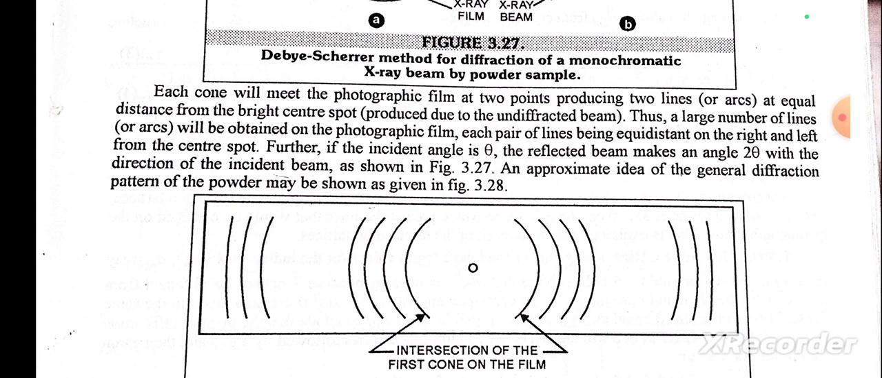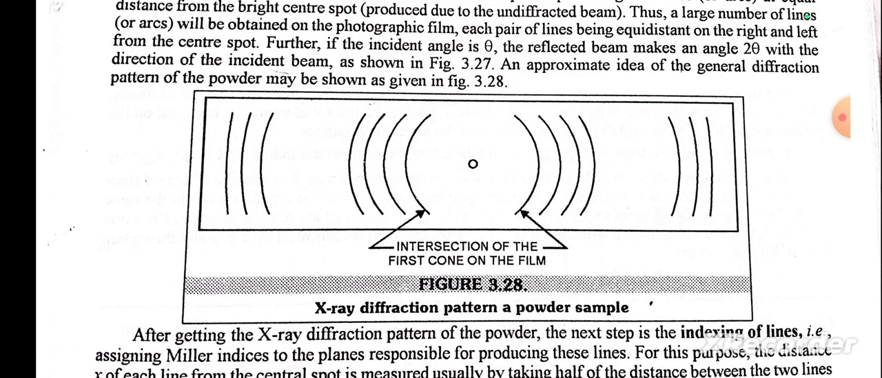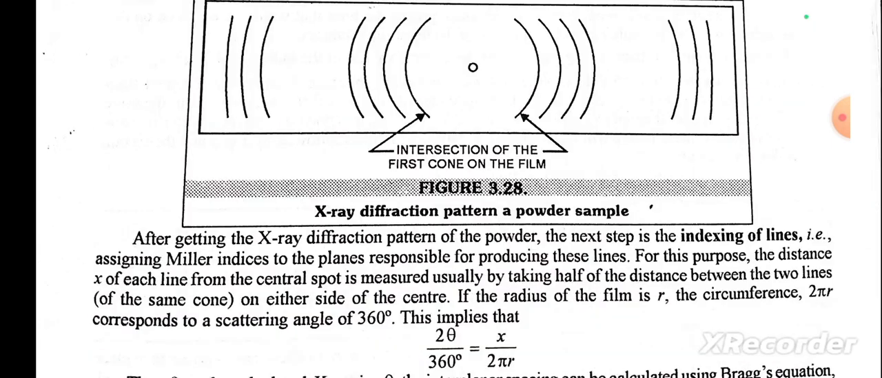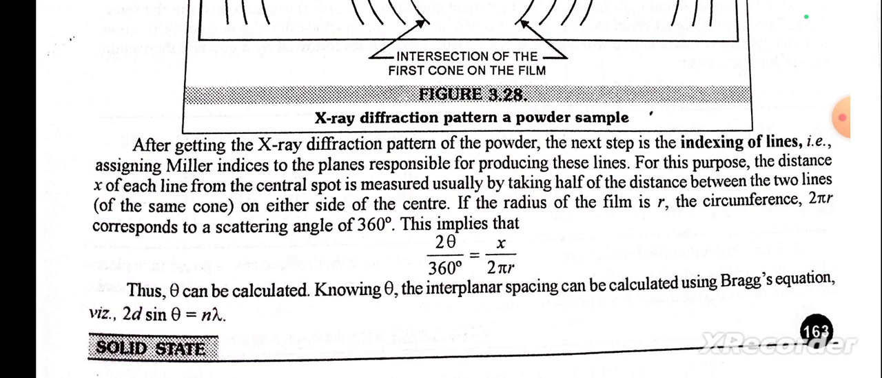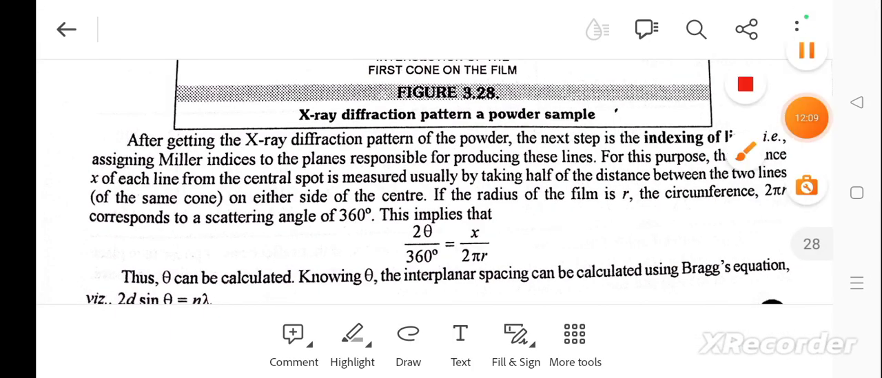An approximate idea of the general diffraction pattern produced may be shown as in figure 3.28. After getting the X-ray diffraction pattern of the powder, the next step is indexing of the lines, assigning the Miller indices to the planes responsible for producing each line. These are the proper distances.